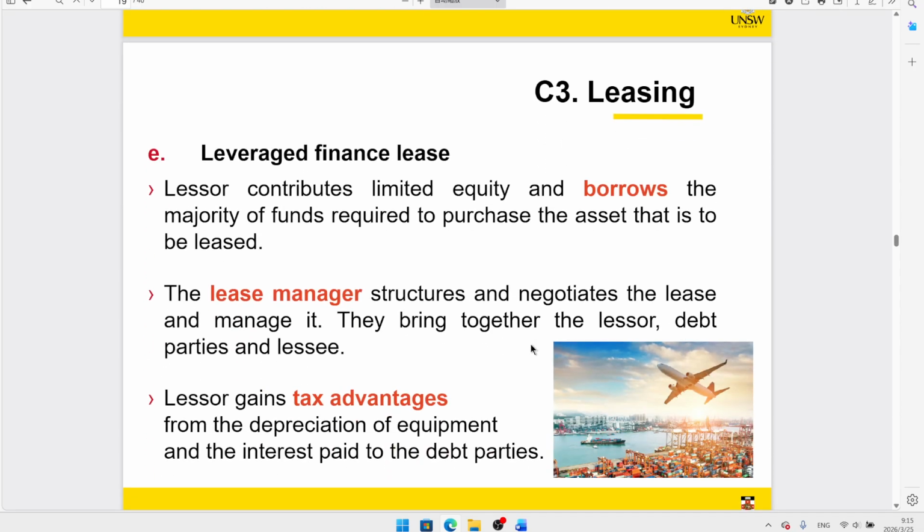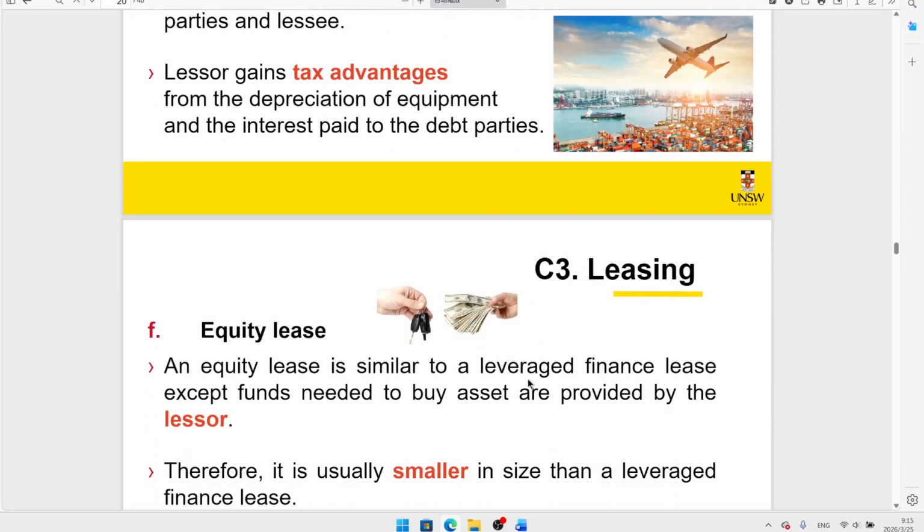Leveraged financial lease: the lessor contributes limited equity and borrows the majority of the funds required to purchase the asset that is to be leased. These management structures are negotiated through the lease and mandate. They bring together the lessor, debt parties, and lessee. The lessor gains the tax advantage from the depreciation of the equipment and the interest paid to the debt parties.